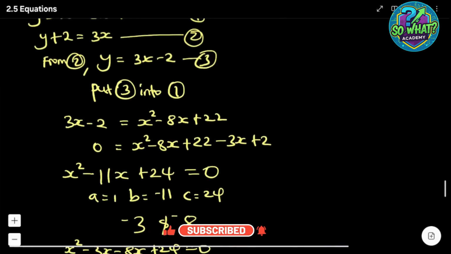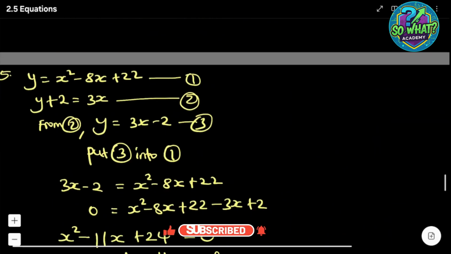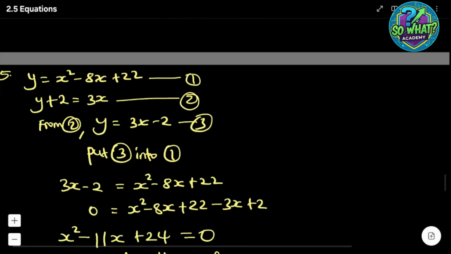I hope it's very, very clear and easy. So whenever you see a square, replace the side of the y, do the easier side, because you could also choose to make x the subject, which is y plus 2 over 3, and then put it here squared. This will be a very long method. So choose the easiest part to be made the subject.